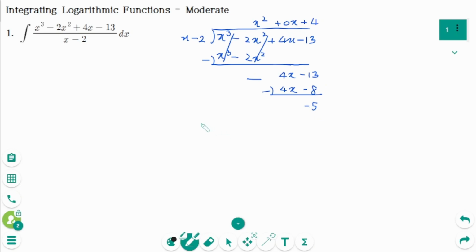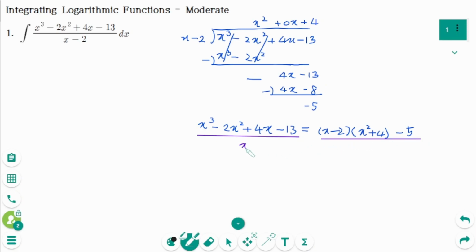The numerator, which is x cubed minus 2x squared plus 4x minus 13, equals x minus 2 times the quotient x squared plus 4, minus 5. Then divide by x minus 2 on each side, and we can use it separately: this part, x squared plus 4, minus 5 over x minus 2. Or you can use synthetic division.